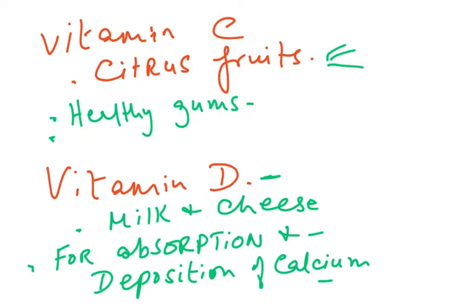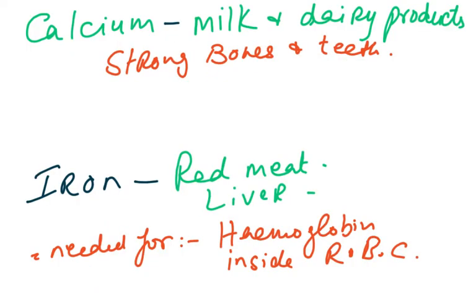So for the absorption and the deposition of calcium, so that calcium is deposited as calcium phosphate in the bones and in the teeth, especially when the fetus is developing. So vitamin C and vitamin D. Then the next two mineral salts are calcium and iron. Now calcium is present in milk and dairy products and they're required for strong bones and teeth.